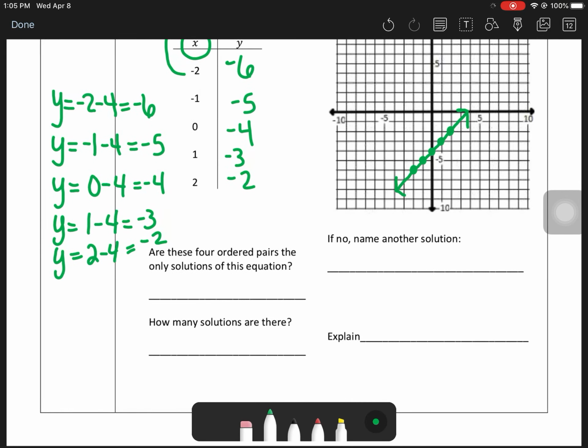So are these 4 ordered pairs the only solutions? No. How many solutions are there? Well, a line goes on forever and ever, so there are infinite solutions.